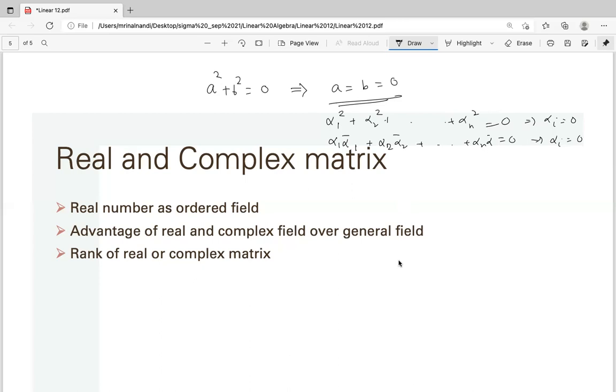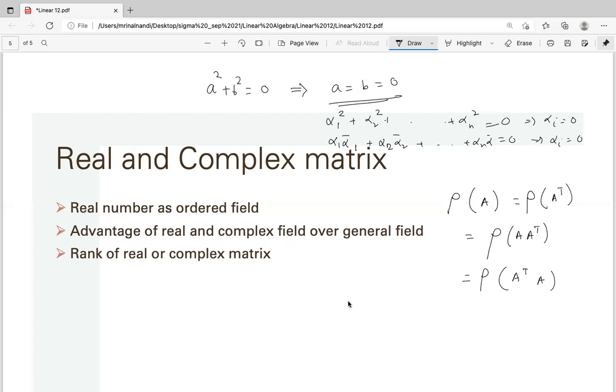Take the field as real or complex, rather than a general field. One important and very useful result is that the rank of A is the rank of A transpose. For any real matrix, the rank of A is the same as the rank of A transpose. That is very useful in statistics, and we frequently use this result several times. Rank of A is the same as rank of A transpose.